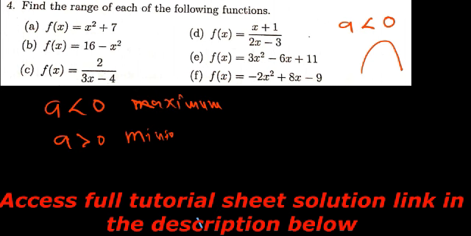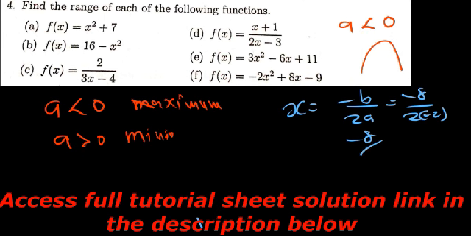So in this case, we are going to find what we call the maximum value, but the formula is the same. So x is equal to negative b divided by 2a. So it will be negative 8 over negative 2 times 2, that is negative 4. So the answer is what? 2.